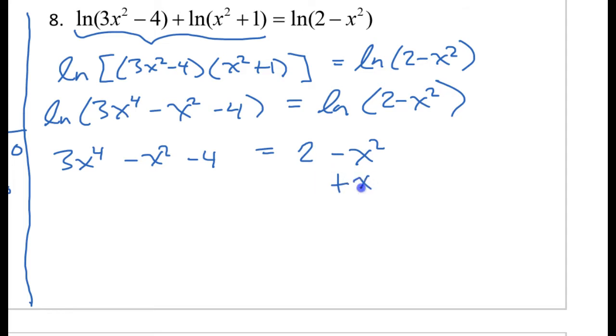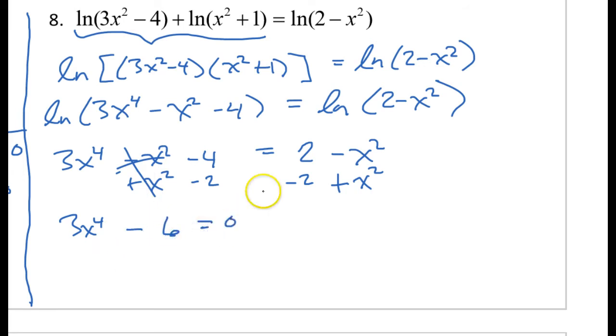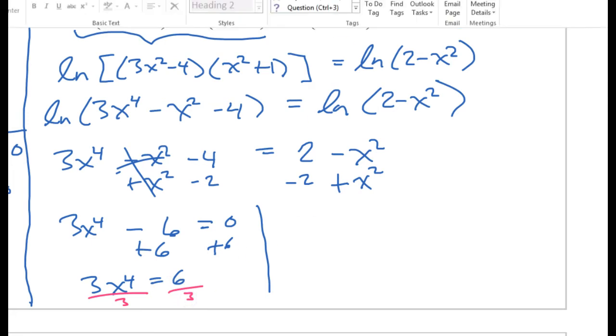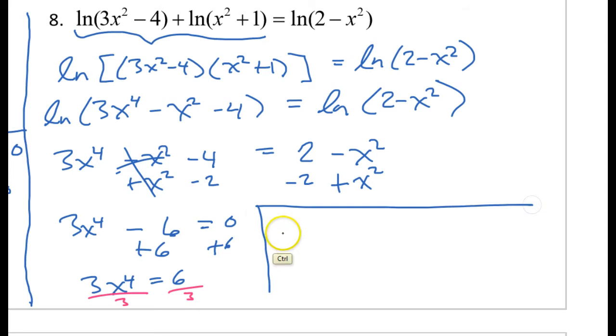Well, I need to add x squared to both sides. Okay, let's line up those like terms. And I need to subtract 2 from both sides. So that's going to give me 3x to the 4th power. These cancel out. So I've got 3x to the 4th power minus 6 is equal to 0. Well, now that I see what's going on, I think I will just try to get x to the 4th power by itself. So I'm actually going to add 6 to both sides. So this is going to give me 3x to the 4th power is equal to 6. So my next move would be to divide both sides by 3. So that would give me x to the 4th power is equal to 2.